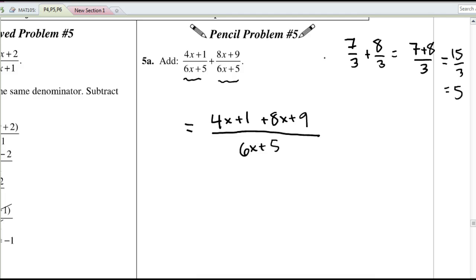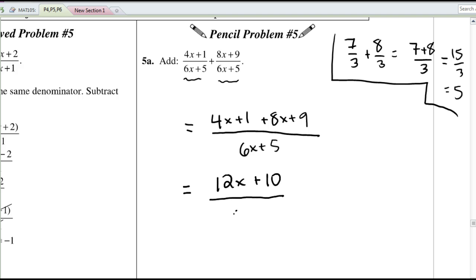The thing to keep in mind when you are doing any operations with rational functions is you want to use fractions as your basis. So just anything you would do with a fraction, do with a rational function. So put our common terms together. 4x and 8x make 12x. 1 and 9 make 10. And then we also have 6x plus 5. This one's a little bit harder to figure out what value to exclude.